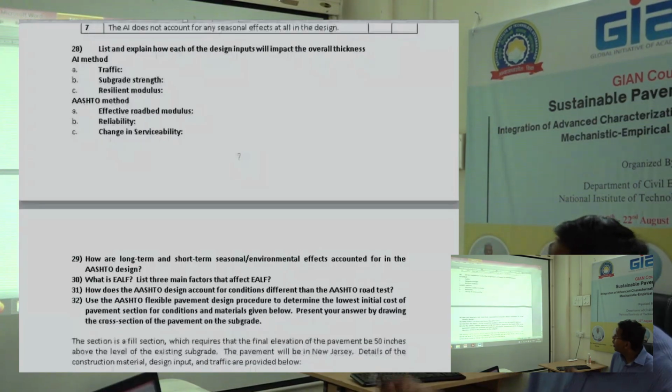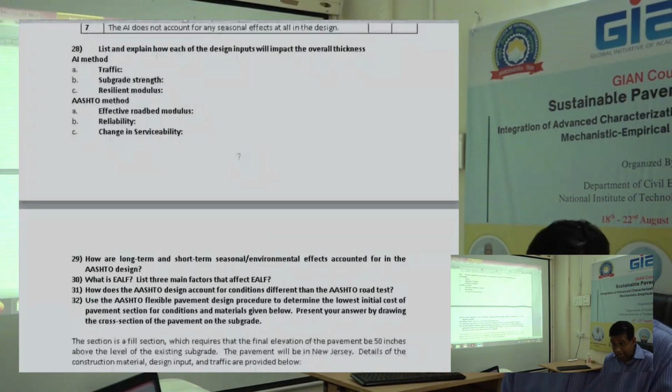What are the factors that affect ELF? Axle configuration, somebody says. Yes, tandem versus single, that is correct. What else?